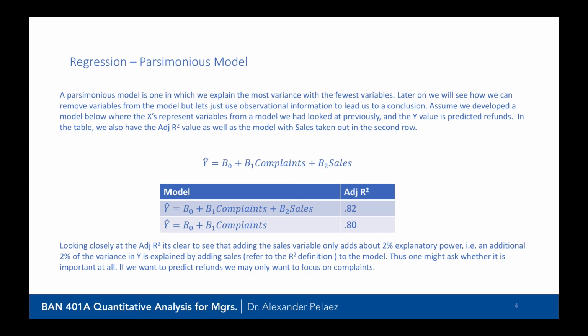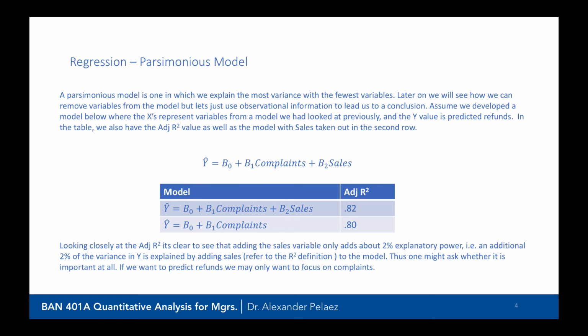So when we talk about a parsimonious model, and we've mentioned this before in a previous module, it's one in which we explain most of the variance with the fewest variables. And we're going to show how we can remove variables from the model. But let's just use the information that we have here.